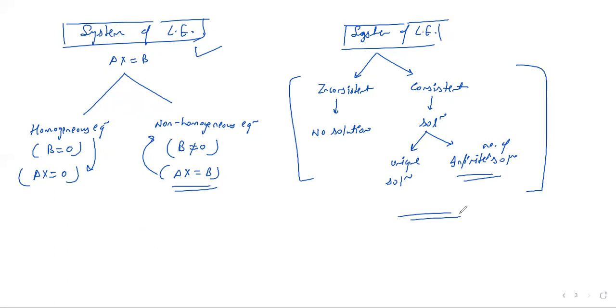Okay, in linear systems we have two types of solution. That is, the solutions of the system can be inconsistent or consistent, and in the consistent case it can be a unique solution or an infinite number of solutions.